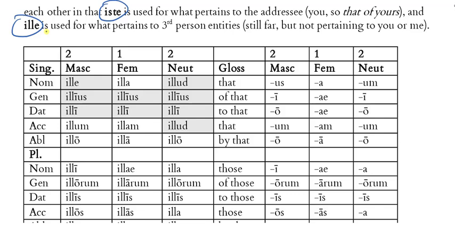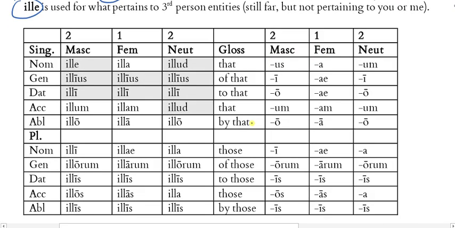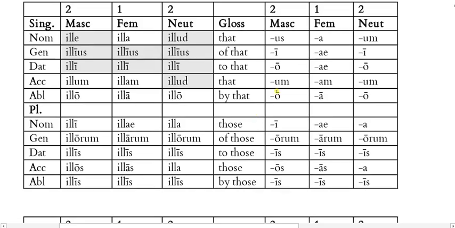So anyone who's not an I or a you is third person, and so that thing is remote to us. Okay, so let's look at the forms. We'll start with ille. So again, you can repeat after me. Ille, illa, illud.